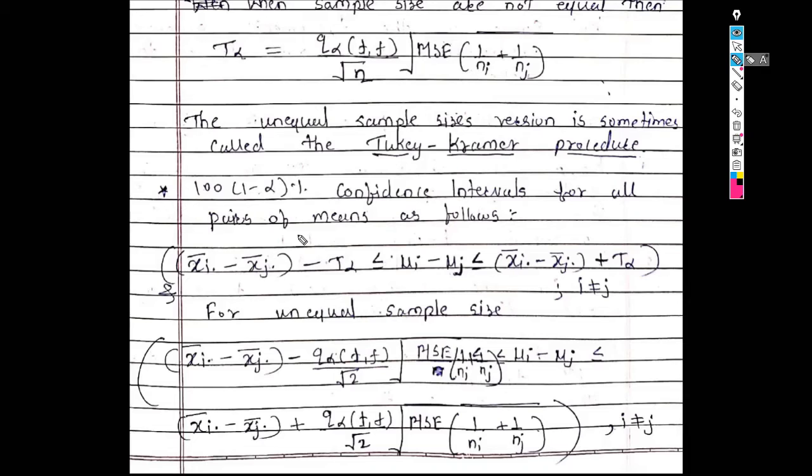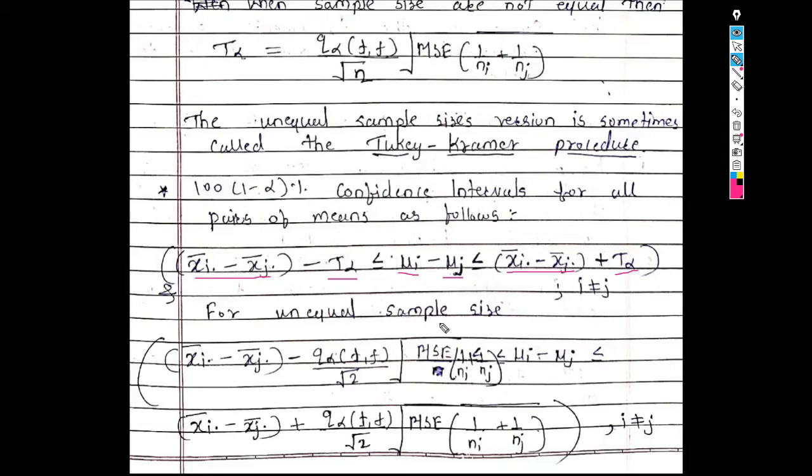And the confidence interval is x̄i. − x̄j. − T_alpha ≤ μi − μj ≤ x̄i. − x̄j. + T_alpha, for all i not equal to j. So this is for equal sample sizes.